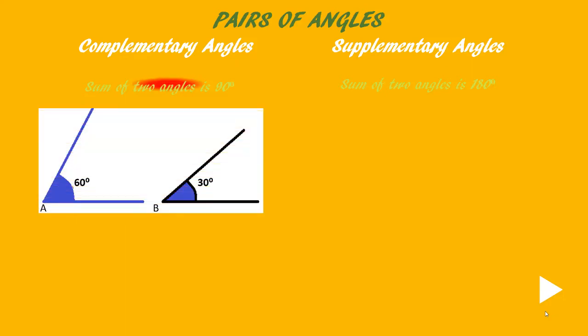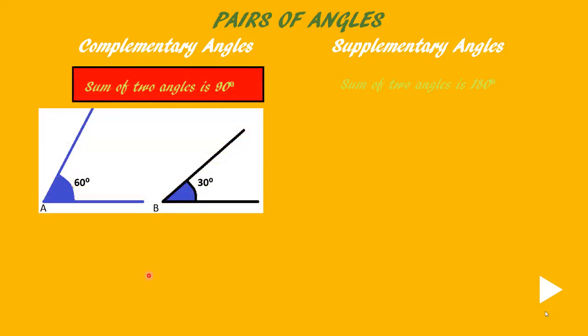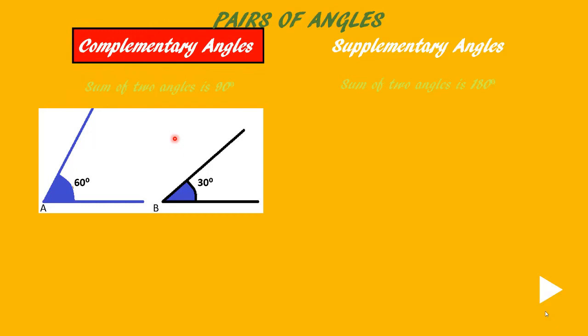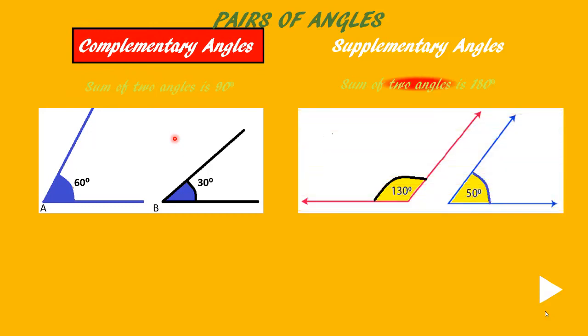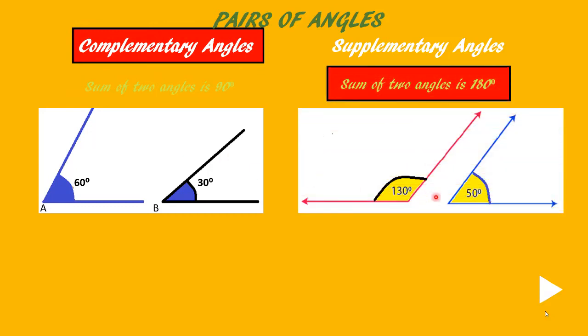As you can see, 60 degree plus 30 degree, the sum of the two angles is 90 degree. Therefore, the angles are complementary angles. 130 degree plus 50 degree, the sum of the two angles is 180 degree. Therefore, the angles are called supplementary angles.